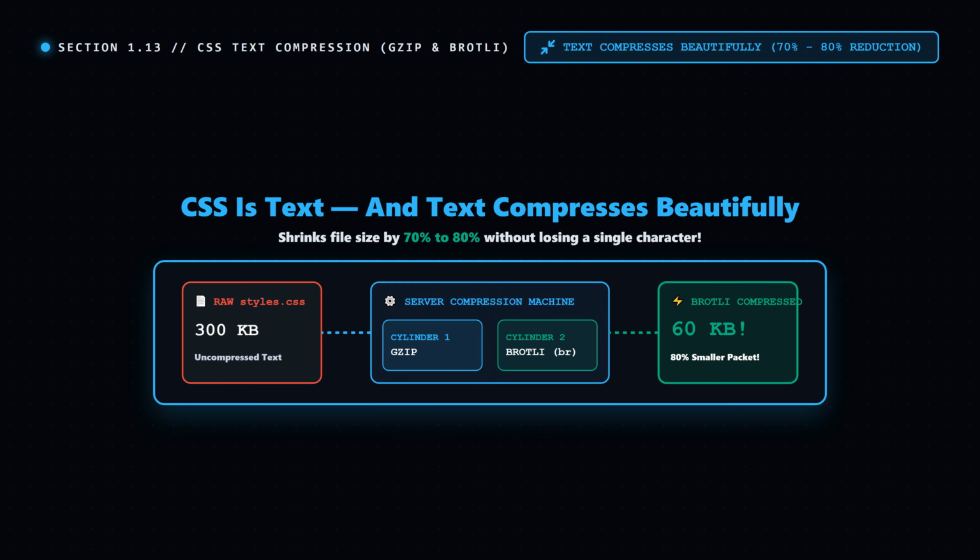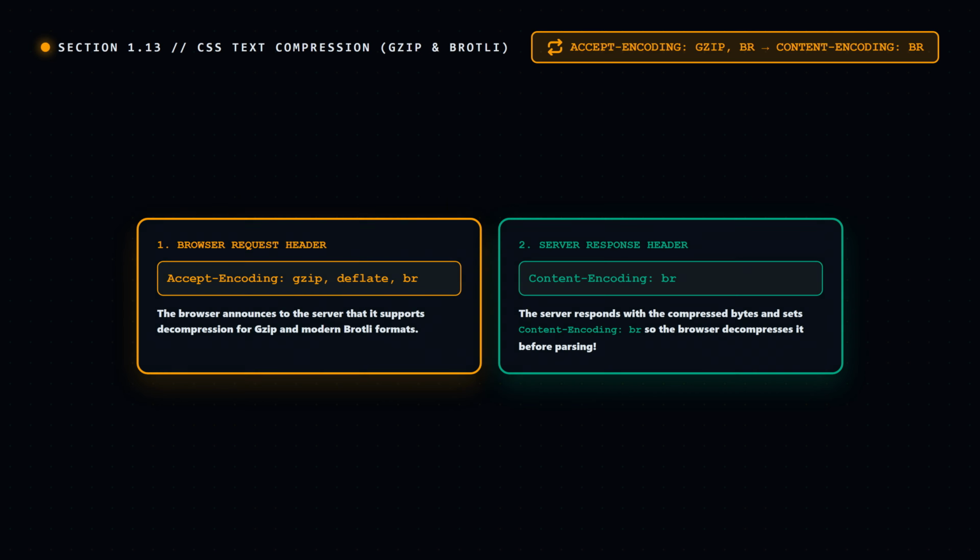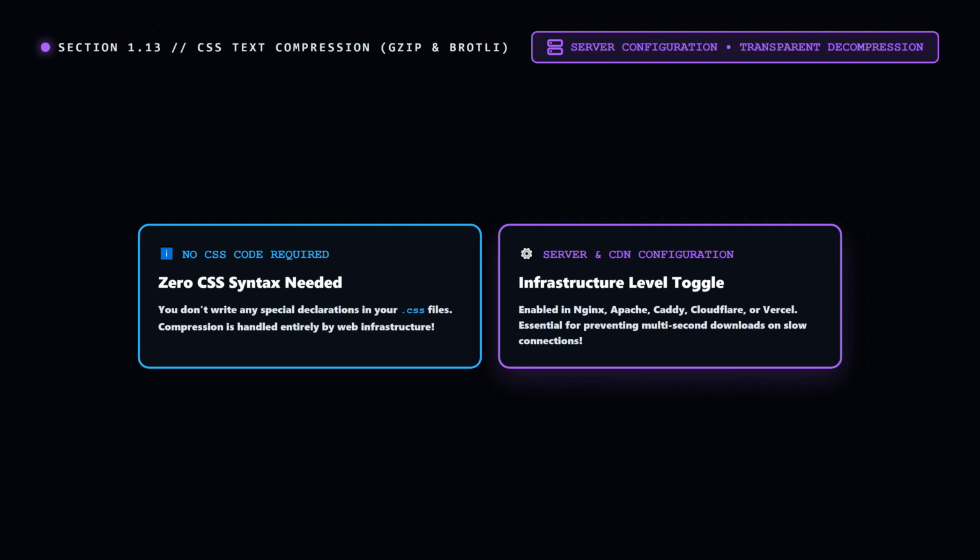CSS is text, and text compresses beautifully. Before sending the file over the network, the server can run it through a compression algorithm, either gzip or the more modern Brotli. This reduces the file size by 70 to 80% without losing a single character. The browser indicates it can accept compressed content with the Accept-Encoding header, and the server responds with the Content-Encoding header and the compressed bytes. The browser decompresses the file transparently before parsing it.